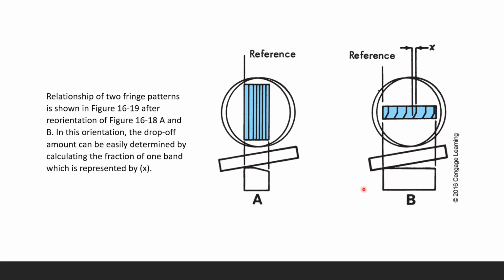So when the surface changes from one pattern to another, so here you have a drop-off right there, you can calculate that amount by reorienting this way. So both patterns show the surface conformation, but in B, it gives you the direct measurement of that drop-off.